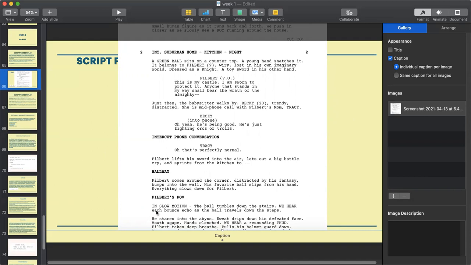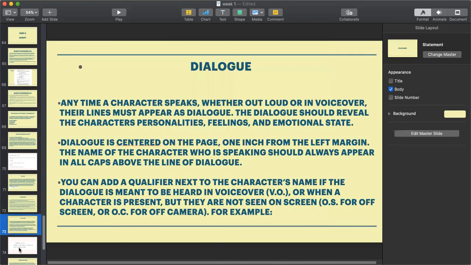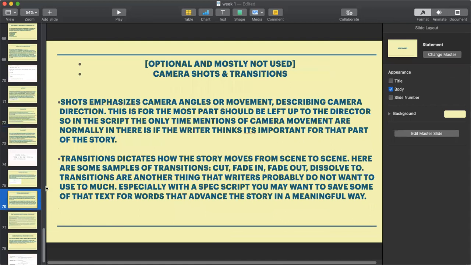So in here, these camera shots or camera angles are mentioned. Here it's mentioned POV because the script writer actually thought that this is very important for the story. So sometimes it is mentioned in the script. Similarly, transitions dictate how the story moves on from scene to scene. Here are some examples of such transitions: cut, fade in, fade out, dissolve to.